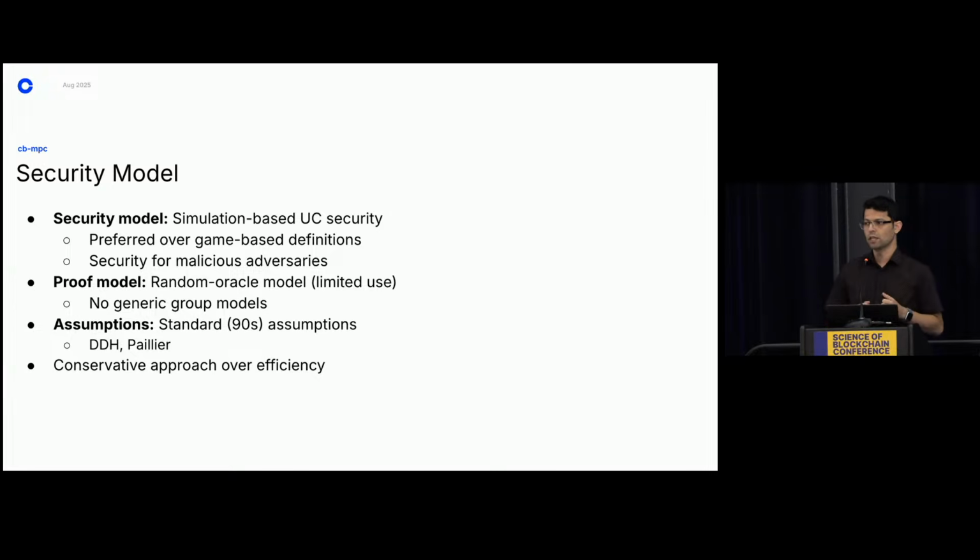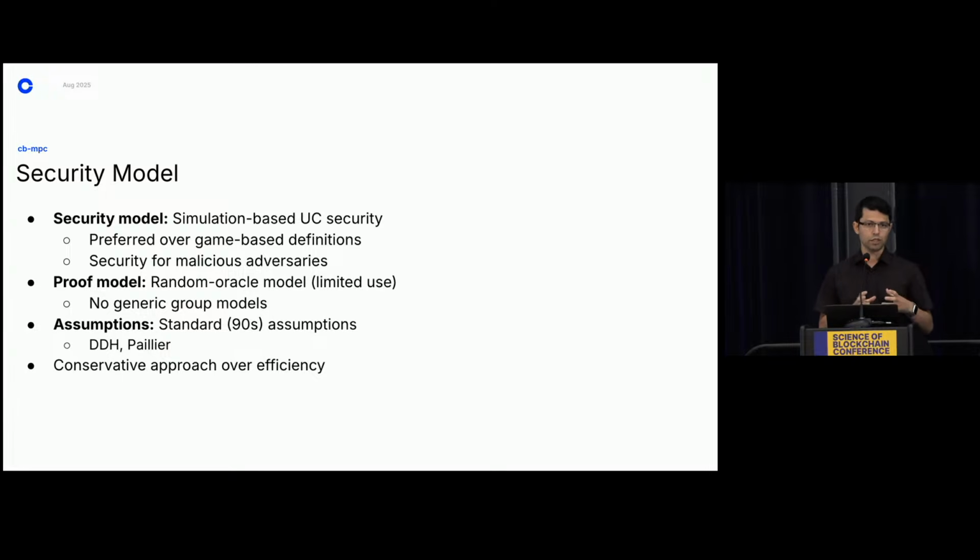As for the assumptions, depending on who you ask in the field, the definition of a standard assumption is different. We have chosen to rely on the 90s era as our standard assumptions, things like decisional Diffie-Hellman and Paillier, because these are the assumptions that have stood the test of time. The new assumptions do give us more efficiency, but they have not been working and playing in the field long enough for us to rely on them at this point. That's why we have chosen to rely only on the 90s era of assumptions.